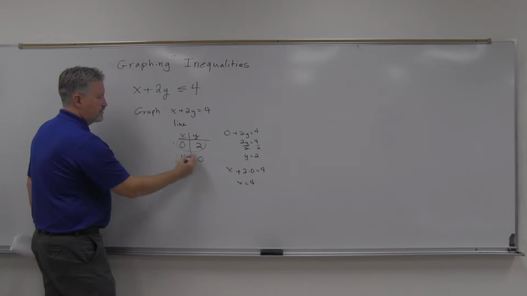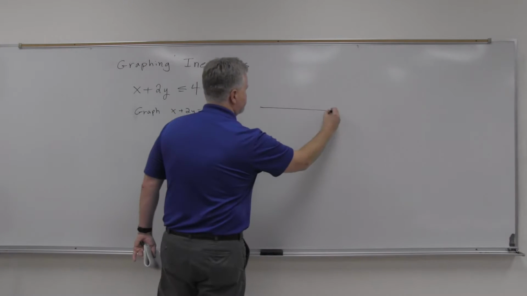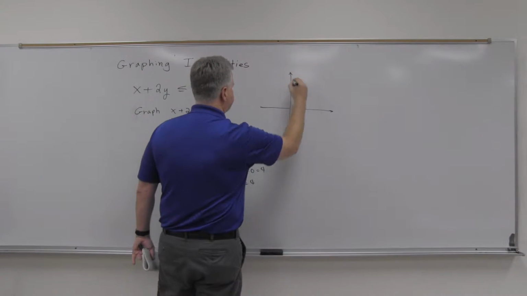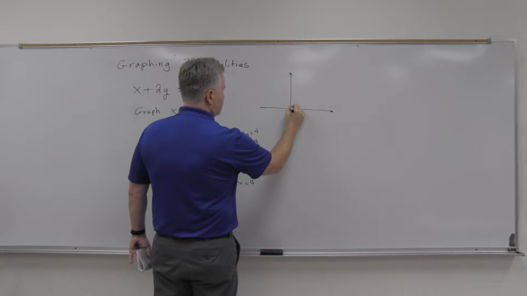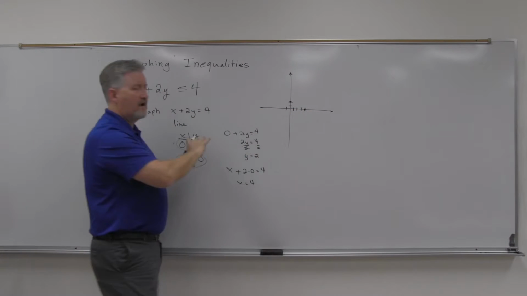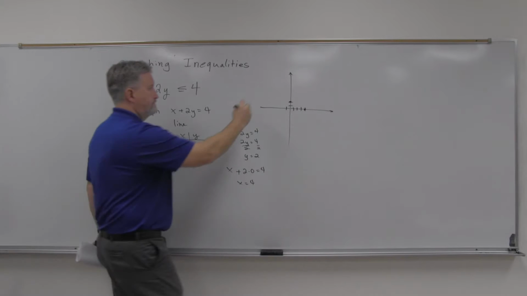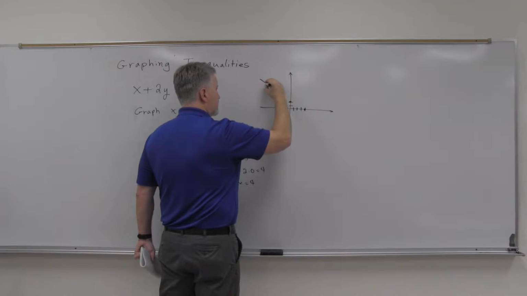And so that gives us two points there to graph. So we graph that first. 0, 2, and 4, 0. So this is just one way to do that line. However you want to, I don't care. Just get the line graphed. So here it is.